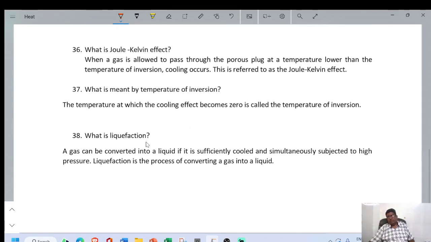What is liquefaction? Liquefaction is the process of converting a gas into a liquid. A gas can be converted into a liquid if it is sufficiently cooled and simultaneously subjected to high pressure.